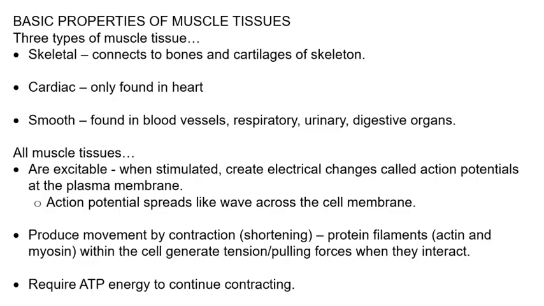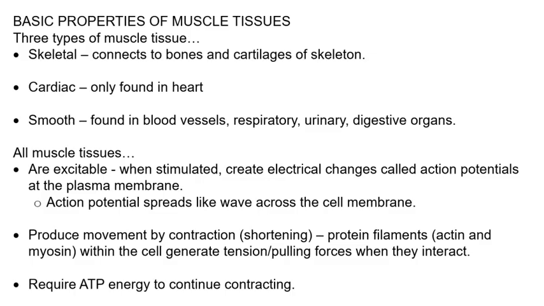All muscle tissues are excitable, which means that when they are stimulated, they produce electrical changes called action potentials at their plasma membrane. The action potential then spreads like a wave across the cell membrane, and it is the action potential that sets off the events within the muscle cell that will lead to contraction of that muscle cell. All muscle tissues produce movement by contraction or shortening.